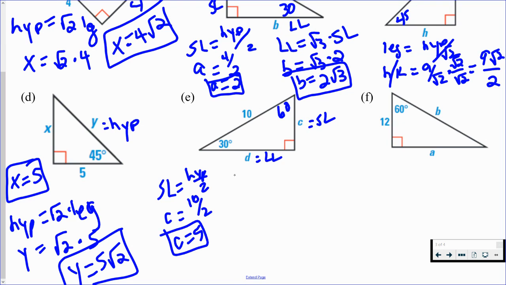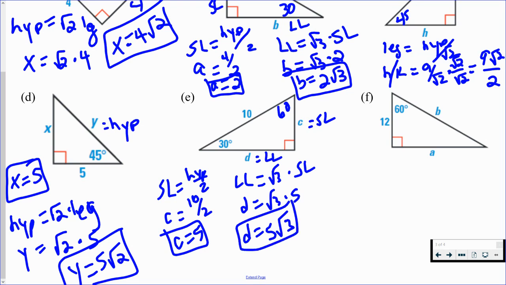Now we need D, which is the long leg. We know that the long leg equals square root of 3 times the short leg. Well, long leg is D, square root of 3 times the short leg, which is 5. So D is just 5 square roots of 3.